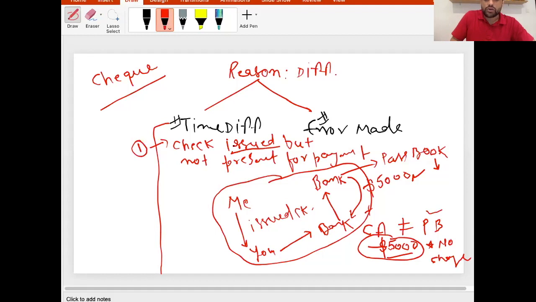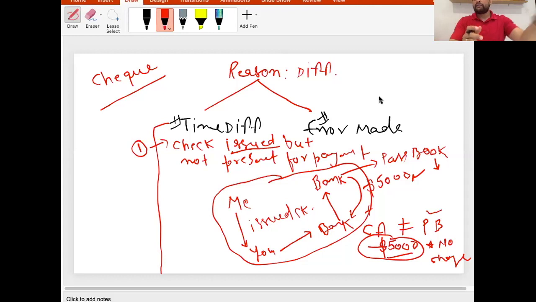Check issued but not presented for payment. Maybe I give you a check right now, and you did not present this check to your bank right now, so the money may not transfer right now. Even though you deposit that check in your bank right now, still the money will not transfer right now, right?